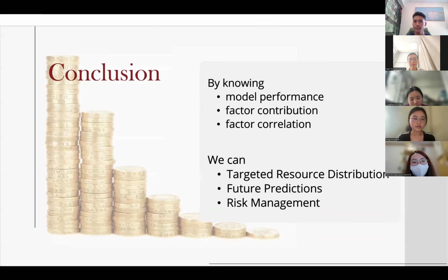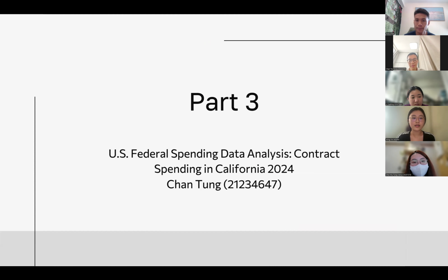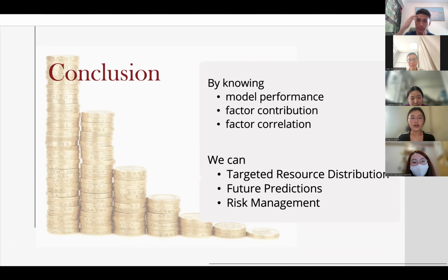Next. So in summary, we have evaluated model performance, factor contribution, and factor correlation. This insight enables us to have better budget adjustment and resource allocation. We're using the model insight to adjust the budget across departments to maximize the spending efficiency. The second is the future spending prediction. We apply the important demographic factors to the model to forecast future spending needs.